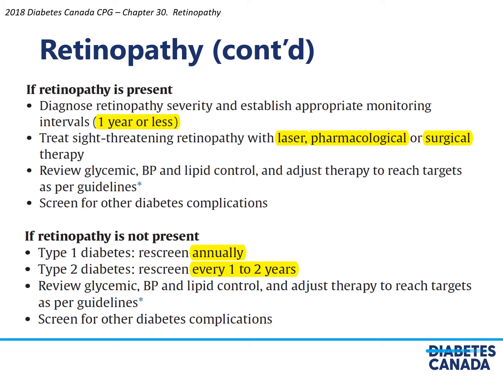However, if retinopathy is not present, then in the case of type 1 diabetes, the recommendation is for screening to occur on an annual basis. In type 2 diabetes, screening should occur every 1 to 2 years. And then of course, we want to prevent the development of retinopathy through good glycemic and blood pressure control, as well as lipid therapy where appropriate. And then of course, regular screening for other diabetes complications should also occur.